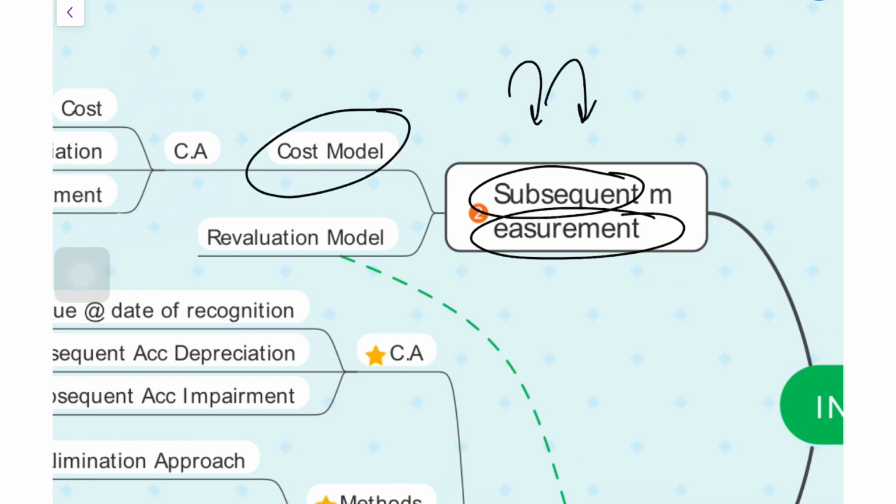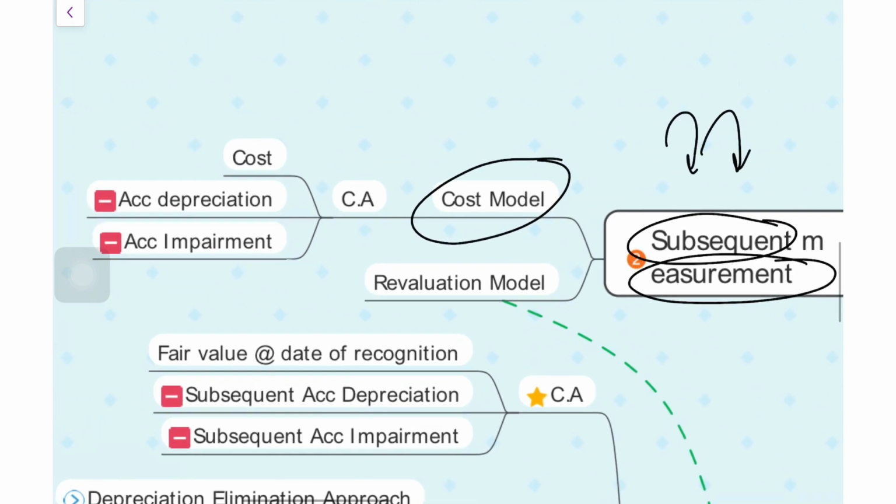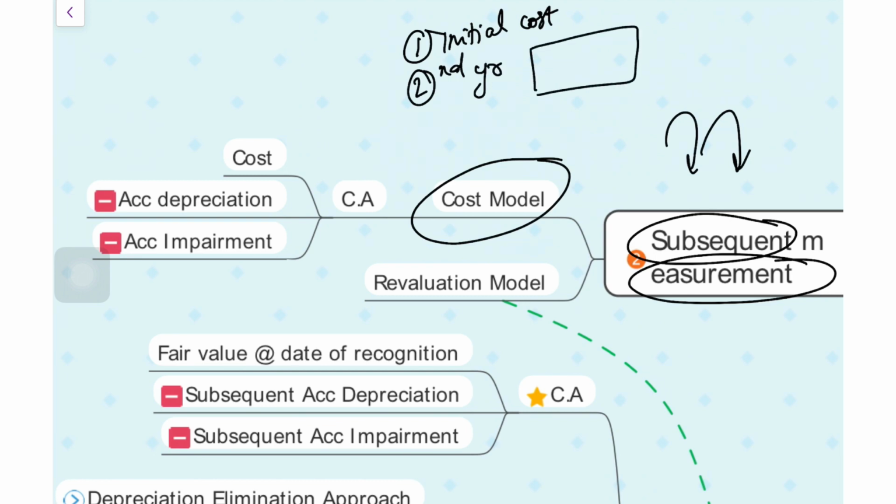The first one is your cost model. What this tells us is that when you record your PPE the first time, you record it at initial cost, no doubts in that. The second time, in the second year, at what value should it be shown in your books?